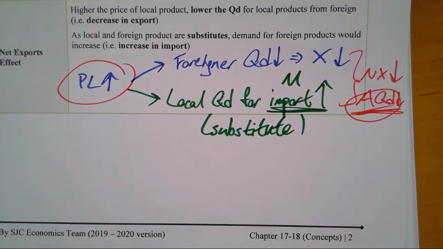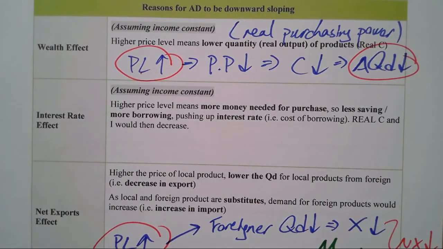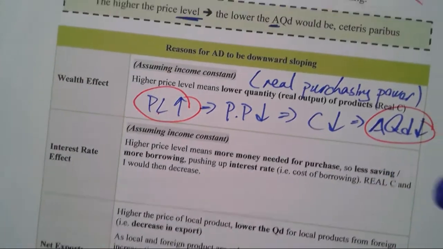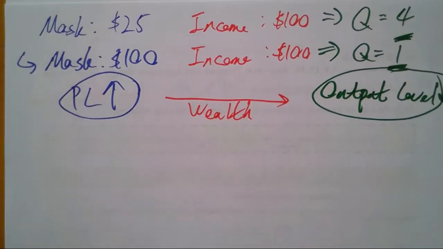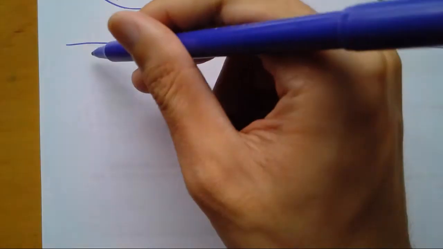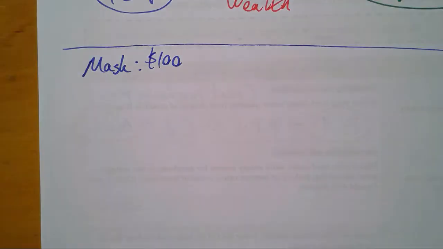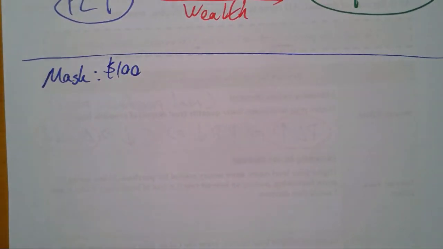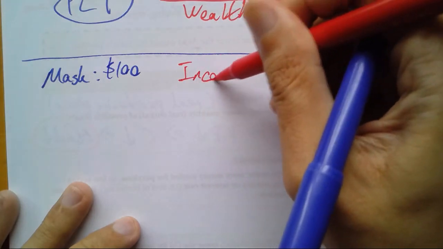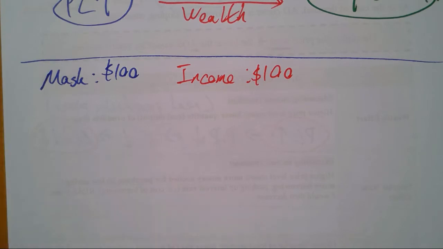Okay, now, final one, we call it the interest rate effect. Now the interest rate effect, what is that? Remember, just now we have this story. Now let's forget about this story and make it more extreme. Again, mask. This is 100, right? 100蚊. Now, our income also 100. Now, meaning, now you can buy it.